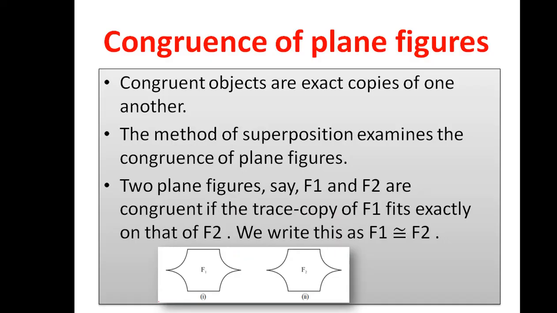First let's see congruence of plane figures. Congruent objects are exact copies of one another. The method of superposition examines the congruence of plane figures. Two plane figures, say f1 and f2, are congruent if the trace copy of f1 fits exactly on that of f2. We write this as f1 congruent to f2.